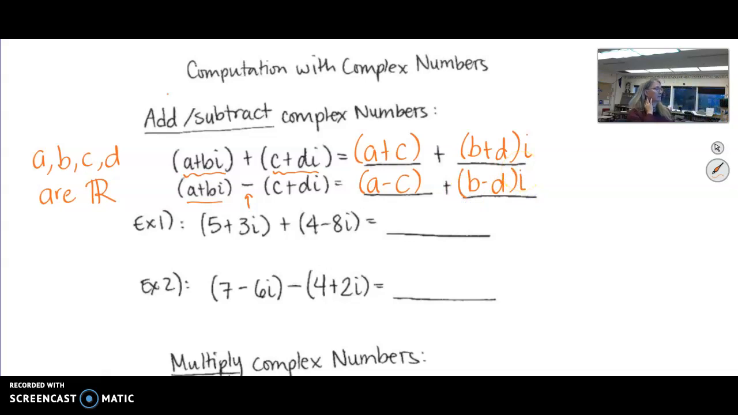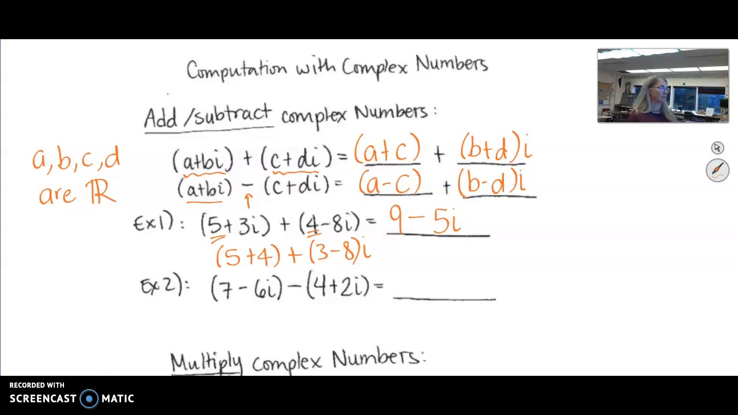Example 1: 5 plus 3i plus 4 minus 8i. We're going to add the real parts together, and then add the coefficients, which is 3, and then this coefficient is negative 8, so we end up really subtracting. The real part is going to be the 5 and the 4 added together, which is 9, and then the complex part is 3 minus 8, so it's going to be negative 5i.